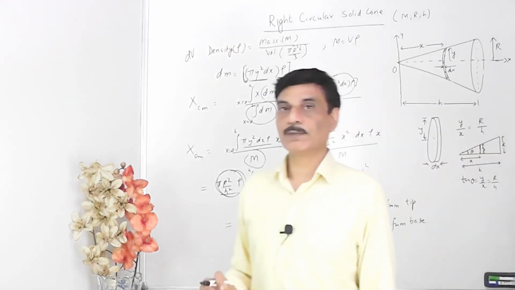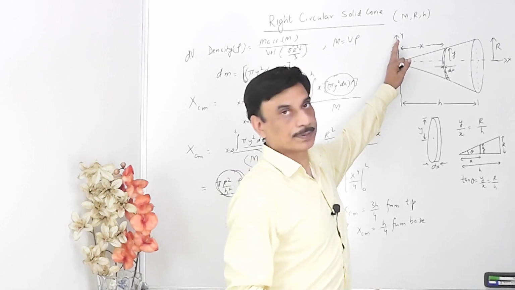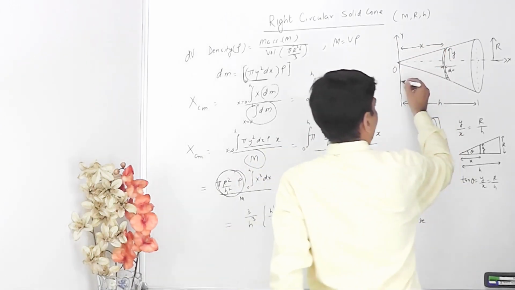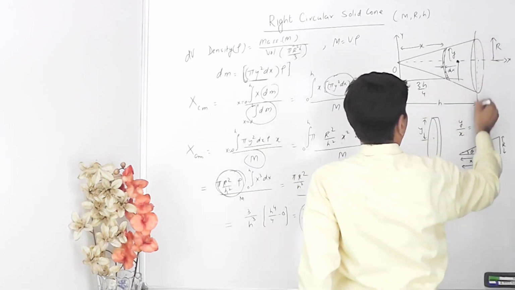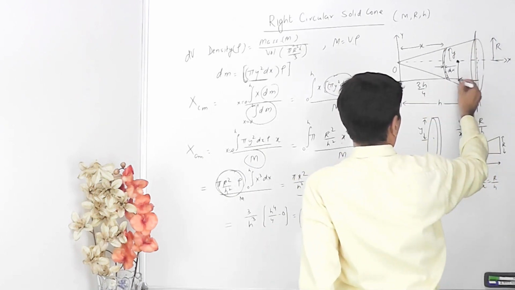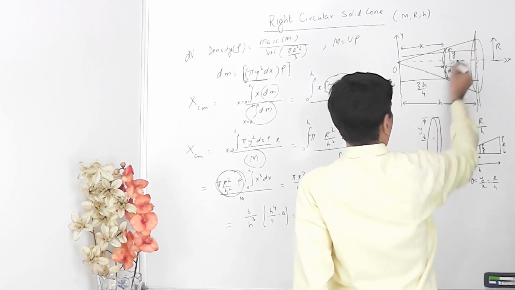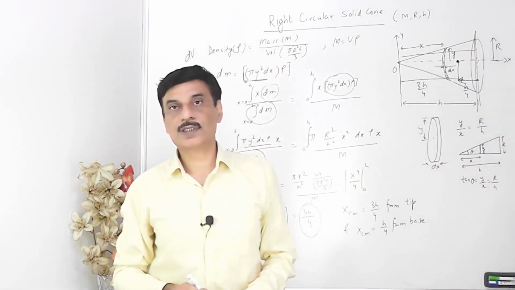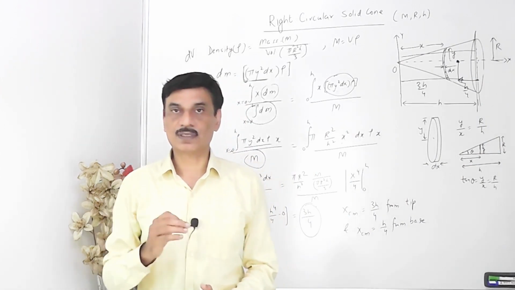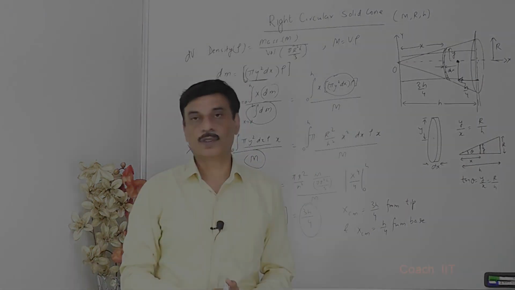Remember that this 3h by 4 is from the tip. From here, the center of mass will be somewhere over here, that is 3h by 4 from the tip. If it is asked what is the distance from the base, the total height is h, so h minus 3h by 4, that is h by 4, is the distance of the center of mass of this right circular solid cone from the base.